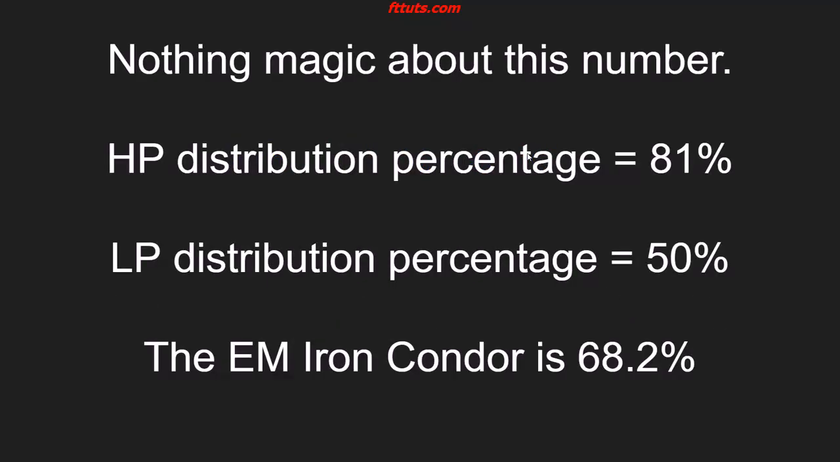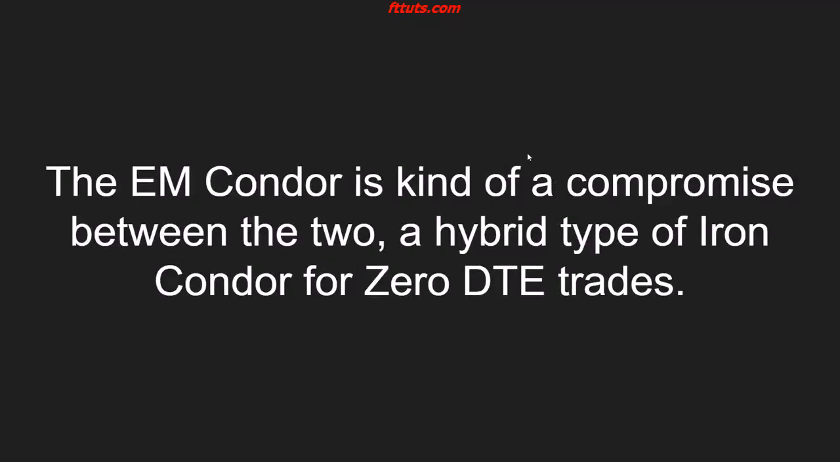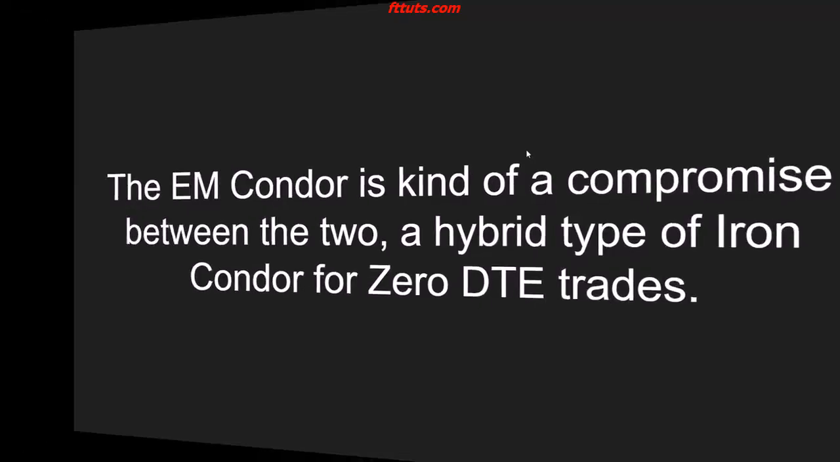The high probability distribution percentage was about 81% if we're dealing with 10 delta options. The low probability distribution percentage was 50%, and so this expected move Iron Condor is about 68.2. It's kind of a compromise between the two different Iron Condors, the high probability and the low. So it's a hybrid type of Iron Condor for the zero DTE trades.